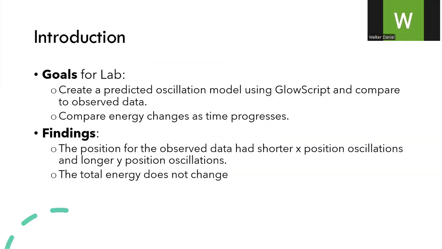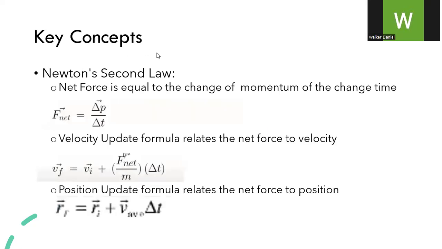First and foremost, the goals for this lab were to create a predicted oscillation model using GlowScript and then compare this data to the observed data tracked through Tracker. And also we were supposed to compare energy changes as time progressed. A little preview of the results: the observed data had a shorter x position oscillation and longer y position oscillations, and the total energy did not change.